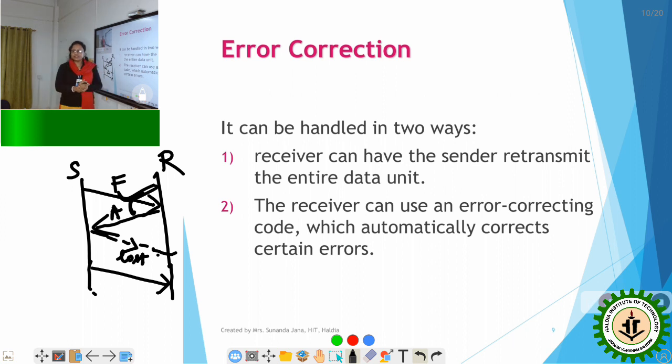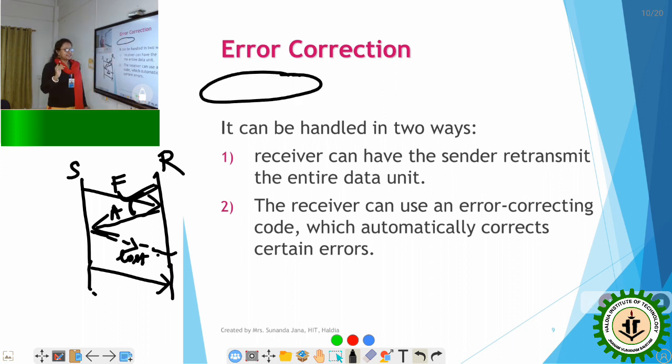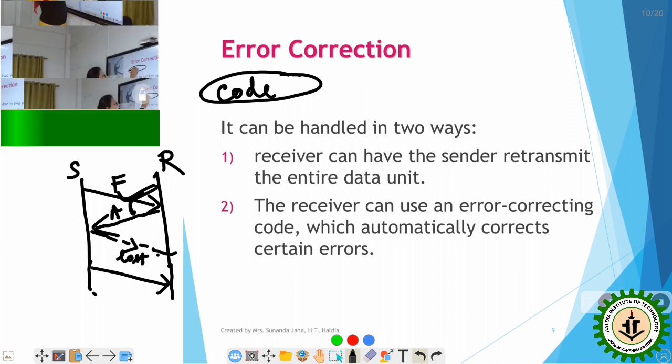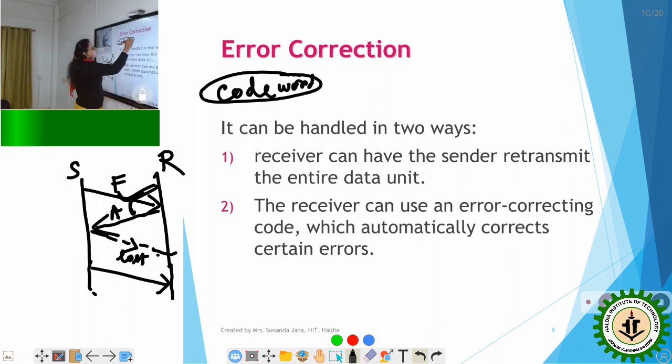And another process is called forward error correction. With the help of forward error correction, the error data can be corrected automatically. How actually? When the sender is sending the data, instead of sending the normal data, it is making the code of the data by adding some redundant bits, and after that, that code word will be transferred from the sender to the receiver side.